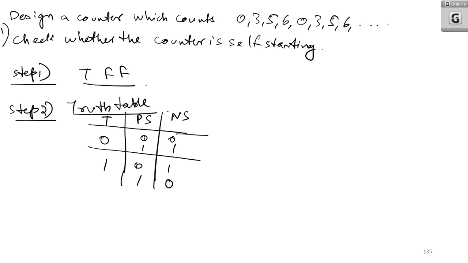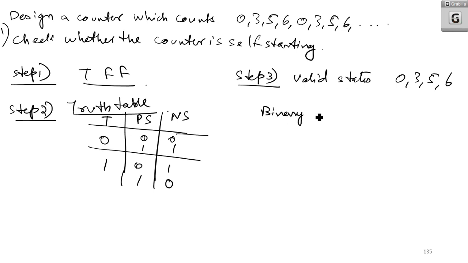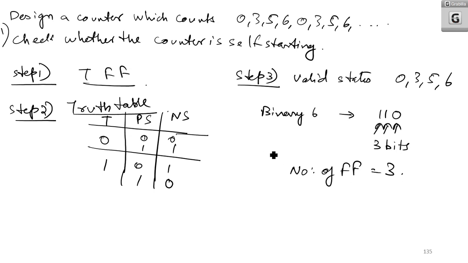Now, step 3: which are the states here? The valid states are 0, 3, 5 and 6. What is the binary equivalent of 6? It is 110. So there are 3 bits, so you need 3 flip-flops. Number of flip-flops is equal to 3. This is one way of determining the number of flip-flops.